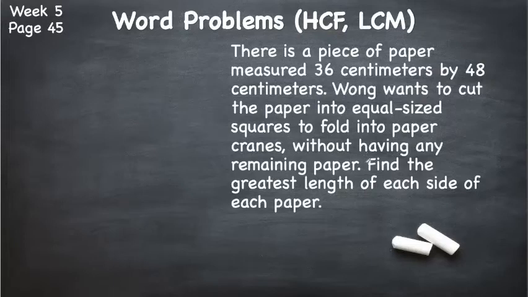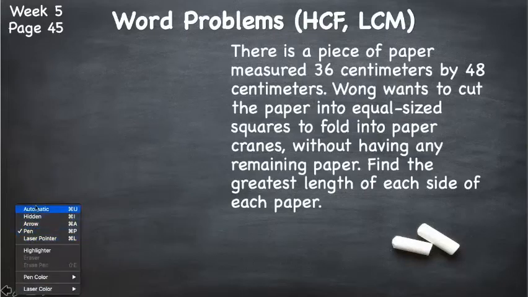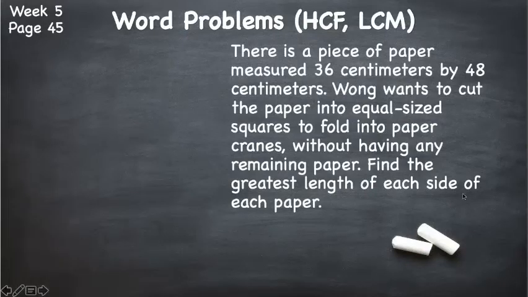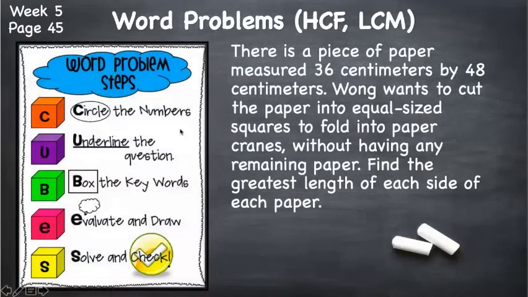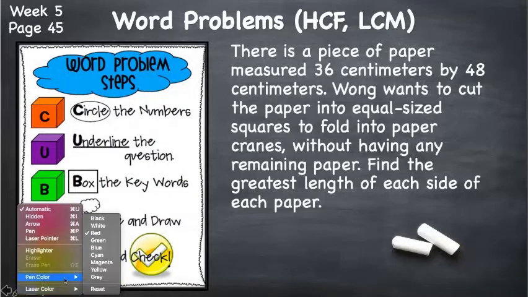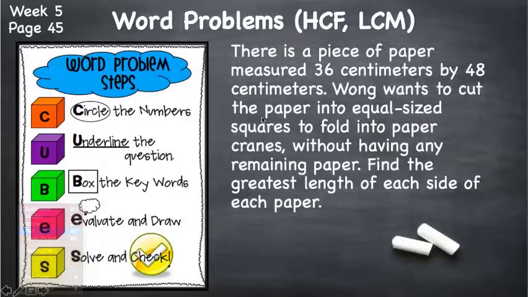Now, for those who remember my previous lessons about word problems, we use the word problem steps, right? The cubes. So all we have to do is circle the numbers. So let's have red. Let's circle 36 with a pen.